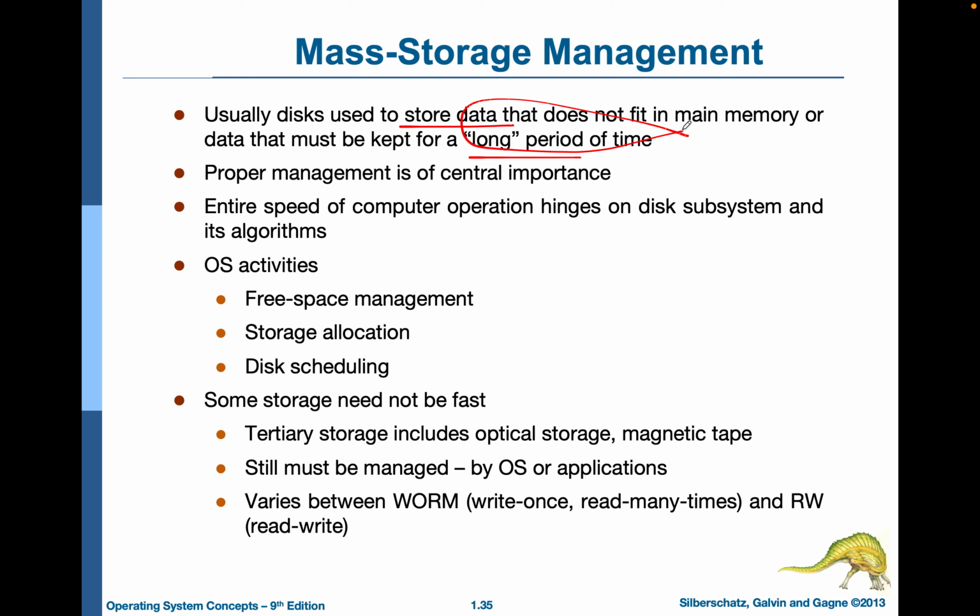Okay, if you remember this, what is the type of the storage? Proper management is of central importance. The entire speed of computer operation hinges on this subsystem and its algorithms. OS activities deal with the mass storage, and when you hear mass, it's quite huge, isn't it? So a huge storage is needed.